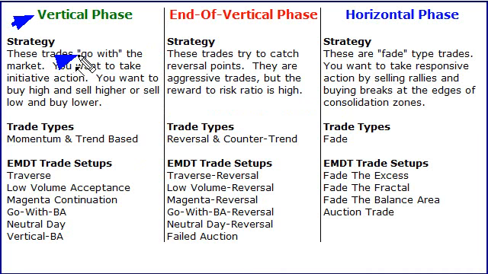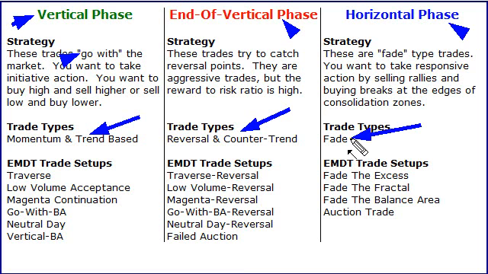So that's a very key point, because if the market's in a vertical phase, we want to use what we call our go-with type of trades. They're momentum and trend-based trades. If the market's at the end of vertical or capitulation, we want to try to catch reversal trades, reversal and counter trend type trades. If the market's in balance or horizontal, we want to try to take the fade trades. And so we have trade setups specifically designed for each phase of the auction.